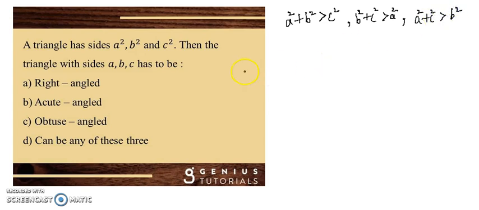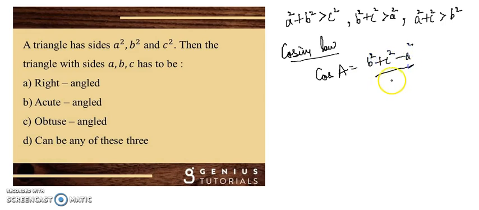Now it is asked what will be the nature of the triangle with sides a, b and c. By the cosine law we know that if a triangle has sides a, b and c, then cos A would be equal to b square plus c square minus a square upon 2bc. Also it is given that b square plus c square is greater than a square. Now if this quantity is greater than a square, then on subtracting a square from it, it will give us a positive result. That means cos A will be greater than 0.